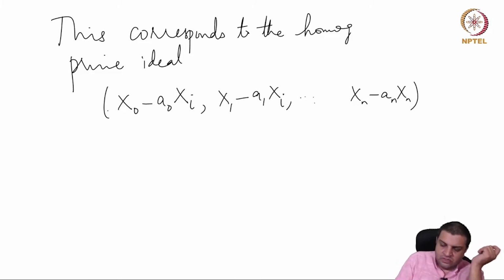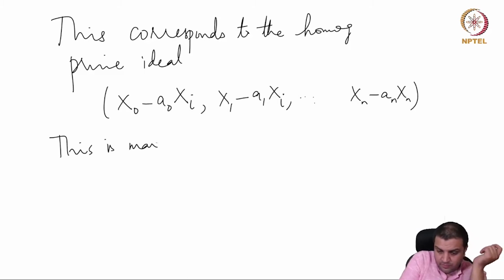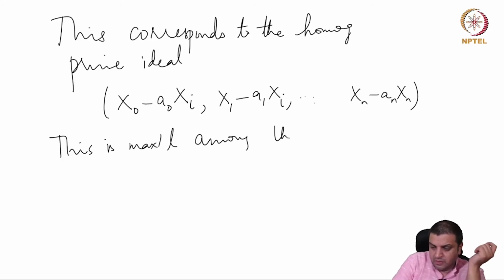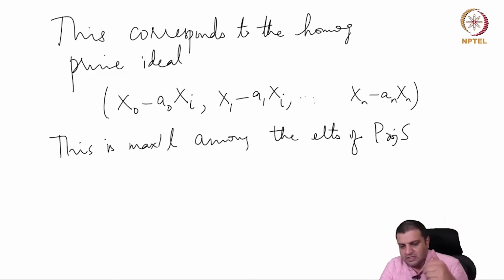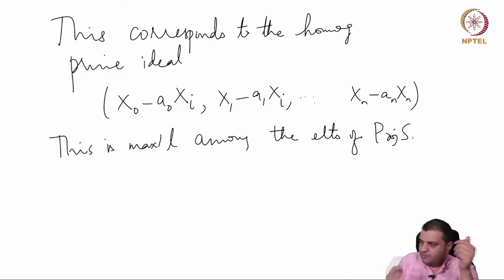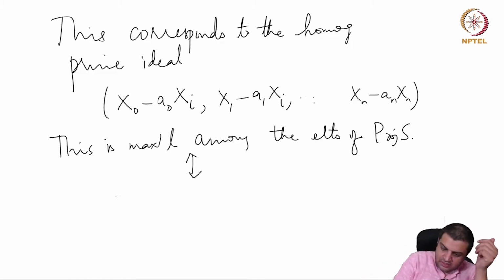So this is maximal. This is not a maximal ideal in S, but if you consider homogeneous prime ideals which are not equal to the homogeneous maximal ideal, then in that collection this is maximal. So in other words, this gives a closed point of Proj.